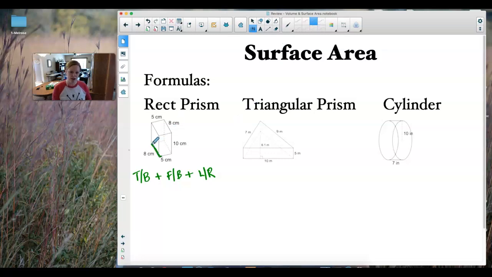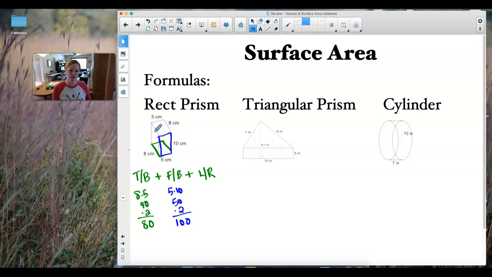The bottom of this rectangle is 8 by 5. So we would do 8 times 5, which is 40. And then times that by 2 since there's the top and the bottom, and we're at 80. Okay, then we're going to do the front and the back. So we have this rectangle right here, which we'll call the front. And that is 5 times 10. And 5 times 10 is 50. Times that by 2 because we need the front and the back, so we're at 100.